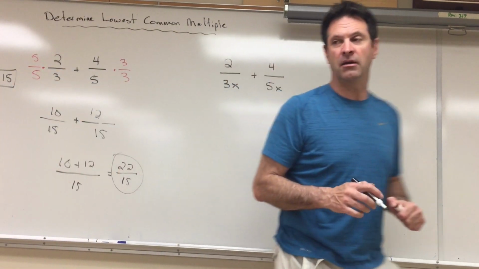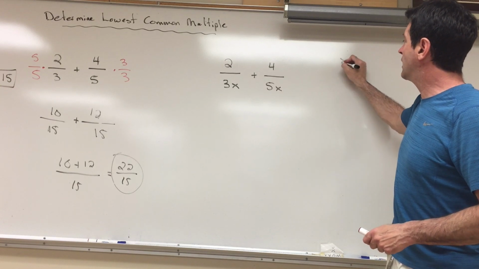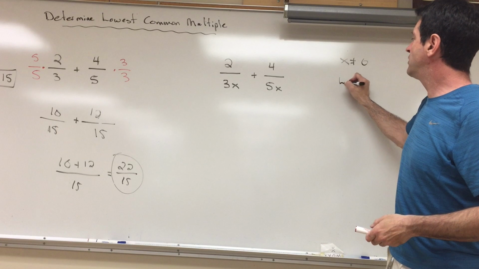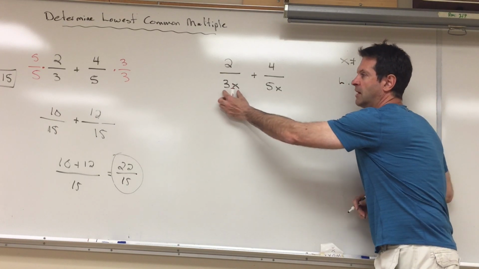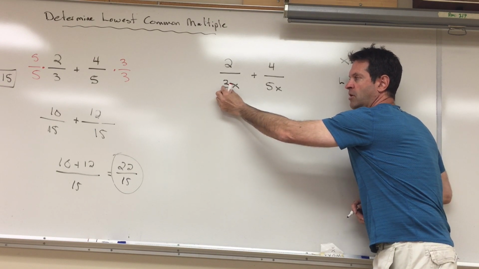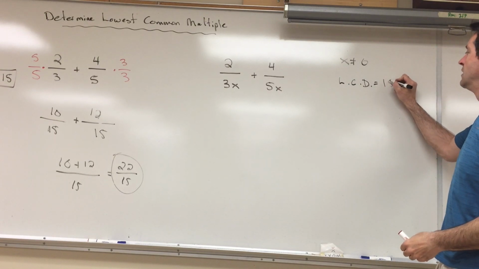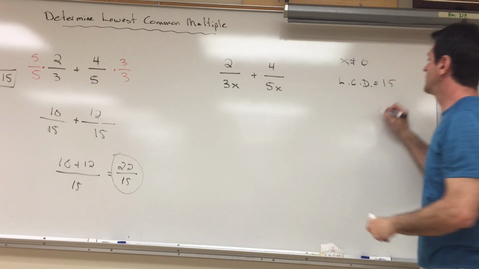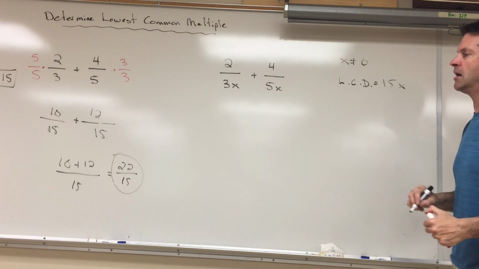Okay, same idea here. Rational expressions. Find the non-permissible value. x cannot equal 0 in this case. What's the lowest common denominator? Well, it's the lowest common multiple between 3x and 5x. The lowest common multiple between 3 and 5, that's 15. And between x and x, the exponents are the same. So we have 15x.